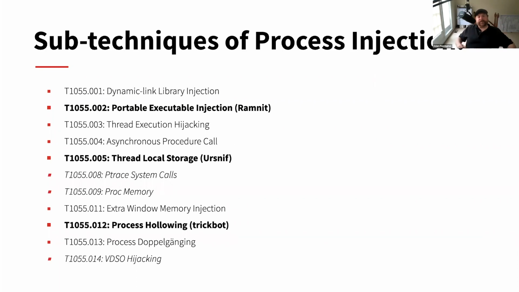And I should say this is from the beta version of ATT&CK that is public now and will be coming out on July 8th. Going to start off by talking about portable executable injection and using Ramnit as an example of using it, followed by thread local storage with Ursnif and process hollowing with Trickbot. Going to end with talking about a couple ways that this can be done in non-Windows contexts, getting into ptrace system calls, proc memory, and VDSO hijacking.